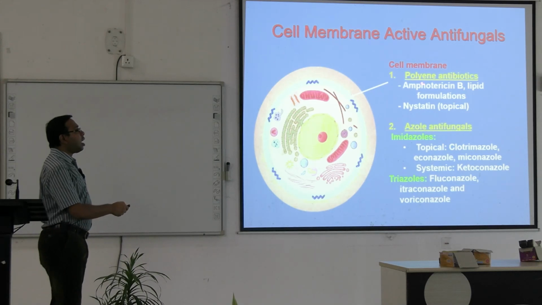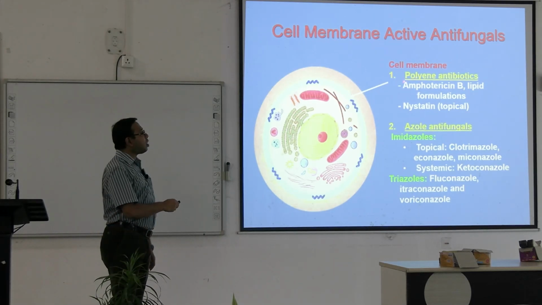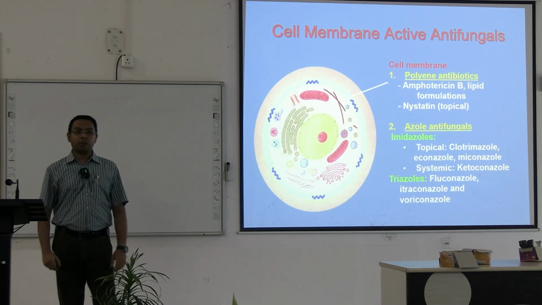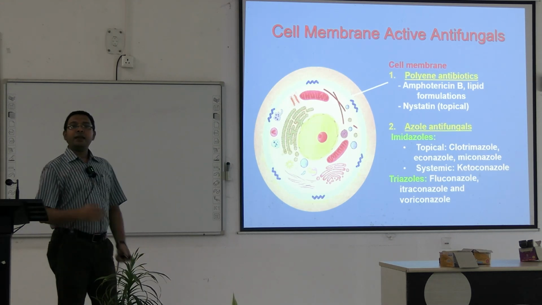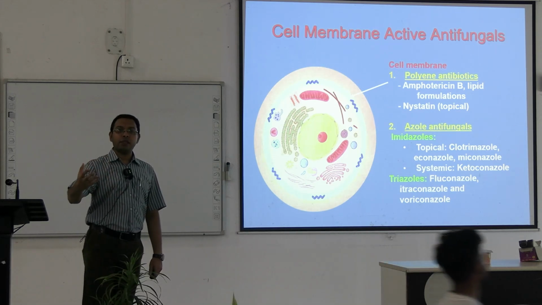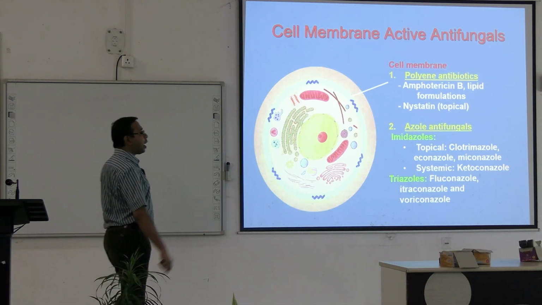So this comes under the chemical group known as the polyenes. So these are known as the polyene antibiotics. Polyene antibiotics, example Amphotericin B. And there are different formulations of Amphotericin B. We will discuss this. Nystatin can be used topically.